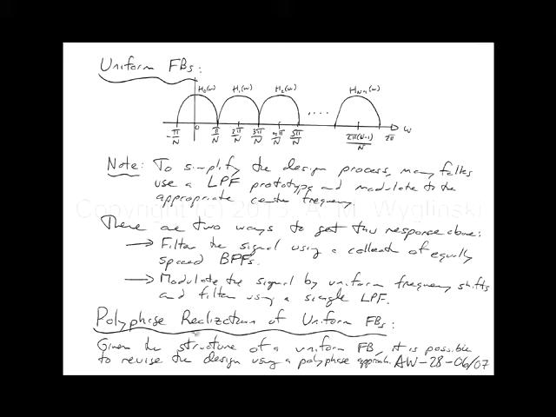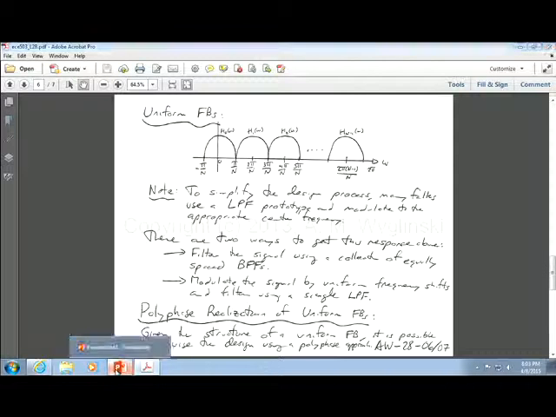So one thing, and Vaidyanathan's book does a great job with this, is the polyphase realization of uniform filter banks. What does a uniform filter bank do? So let's say you have a uniform filter bank. First of all, let's say it's based on a prototype low-pass filter, right? So first of all, I'll make that assumption.